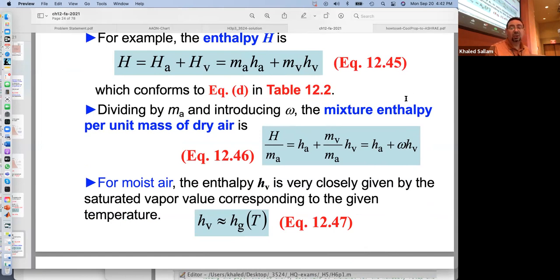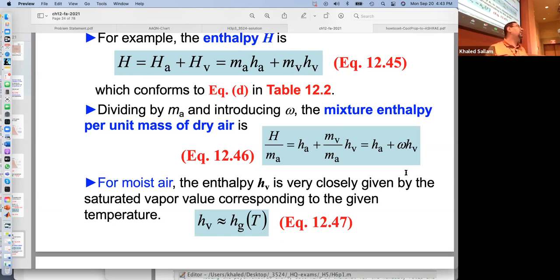Okay. So you will see in the example today, whenever they are calculating the enthalpy, they are doing it like this. It's H plus omega HV. It's basically trying to acknowledge that I don't have the same mass flow rate for both of them. The air is coming as m dot air, the water is coming as m dot water. And so if I want to get the total enthalpy, I better multiply m dot air by H air plus m dot water by H water.